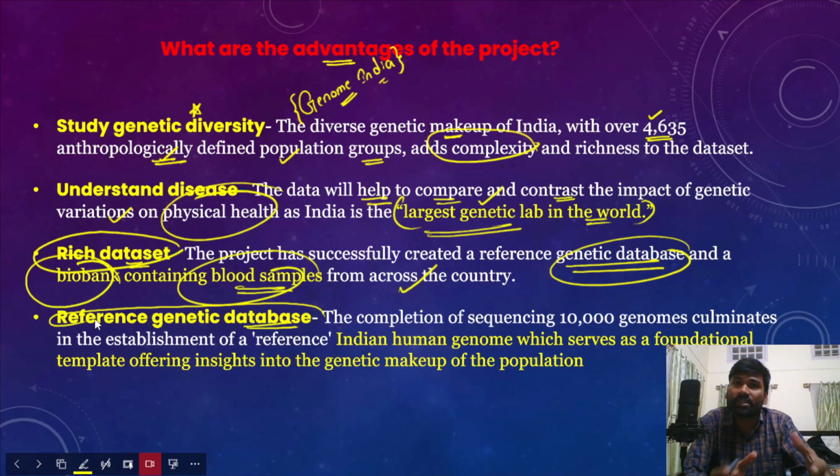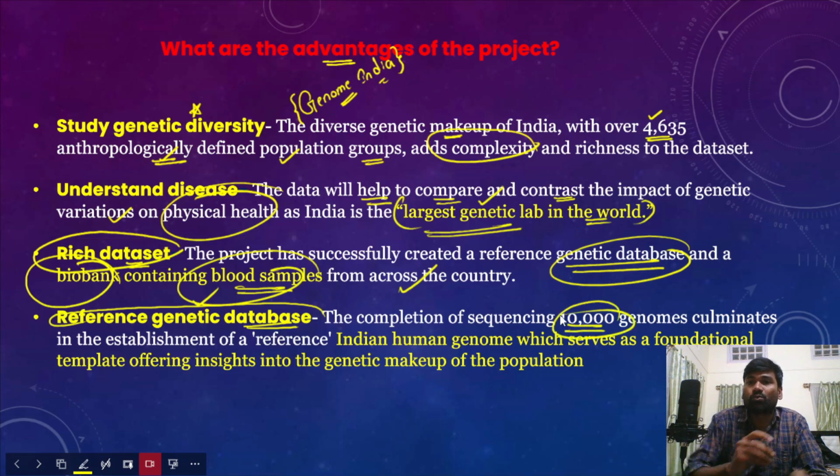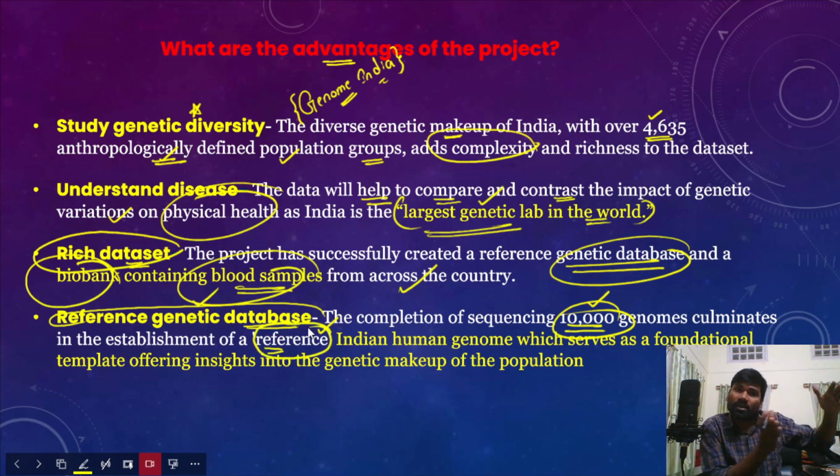Now when we are sequencing the genome material of different organisms, that would provide the reference genome. So the completion of sequencing of 10,000 genomes culminates in the establishment of a reference. It essentially means that when we analyze the genetic information of 10,000 genomes, it ultimately provides us with a reference genome, right? So for Indians, this is the reference genome material.